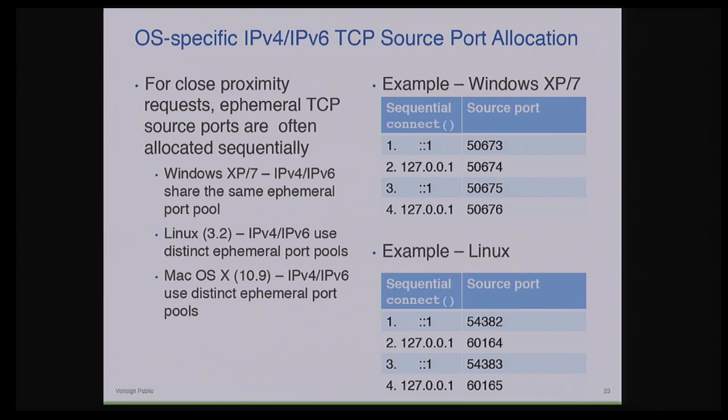One other item we found along the way was that with Windows machines, when they do ephemeral source port allocation, they allocate source ports from the same pool for IPv6 and IPv4, whereas Linux and Mac OS X allocate from different pools. That was helpful in validating some of the findings we were looking at when we did our associations.